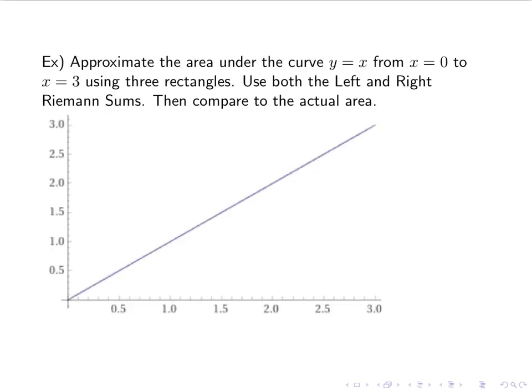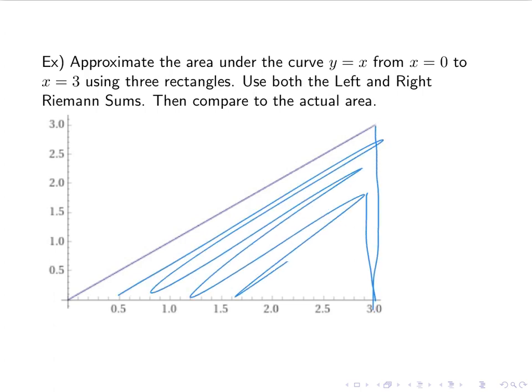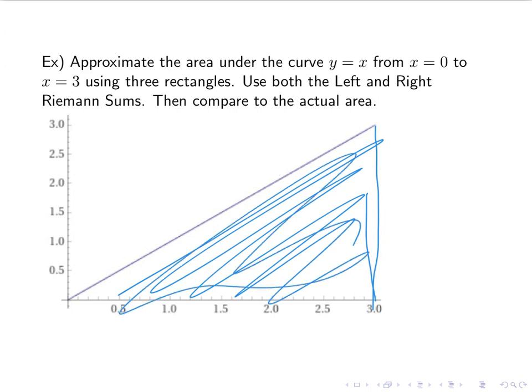So for the next one, we're going to approximate the area under this curve, which is the line y equals x, from 0 to 3. So we're going to pretend that's a straight line. I want to find this area. We're going to use both left and right Riemann sums, and we're going to compare to the actual area because this is just a right triangle, and we know how to find the area of a triangle.